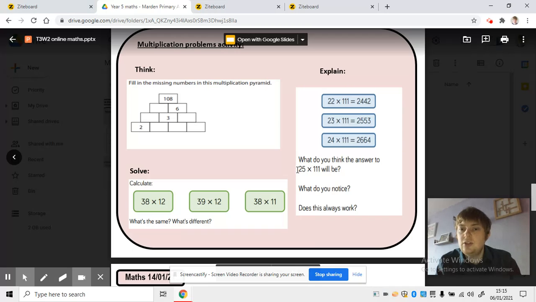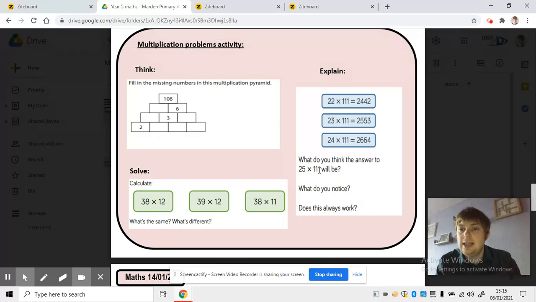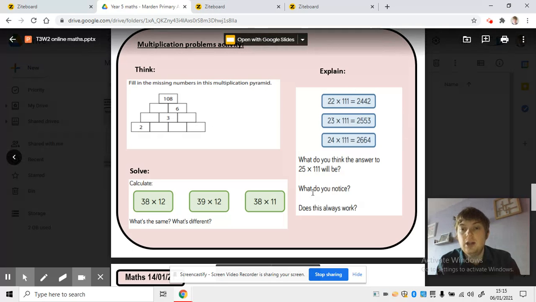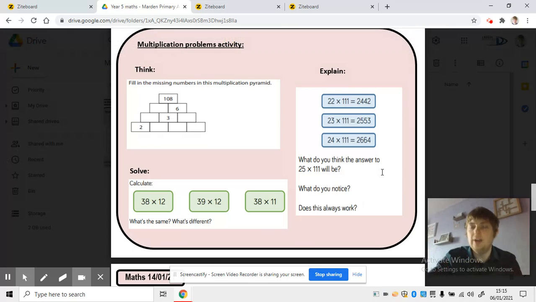So what do you think the answer to 25 multiplied by 111 will be? See if you can find how that would work. What do you notice? Will that always work? So, for example, could you work out 26 multiplied by 111, applying whatever pattern you do?